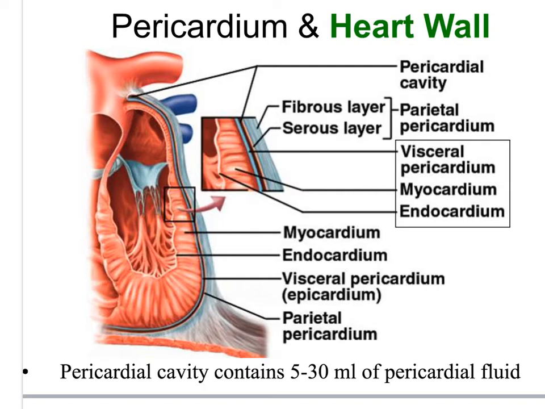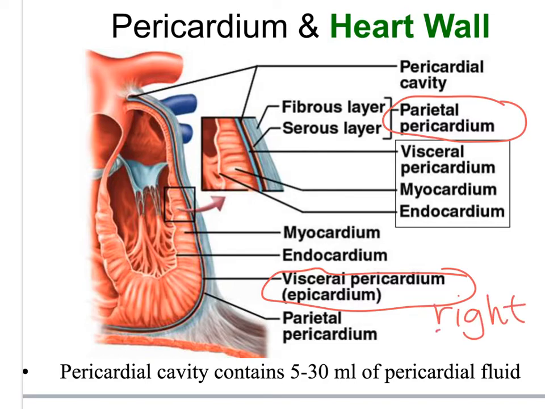It's important to realize that the heart is in a sac, and the sac is called the pericardium. The pericardium is divided into several layers. We have the parietal pericardium and the visceral pericardium. The visceral pericardium lays right on top of the heart. It touches it, so it's visceral. It's deep. The parietal pericardium is on the outermost layer.